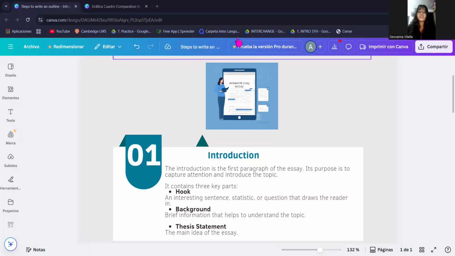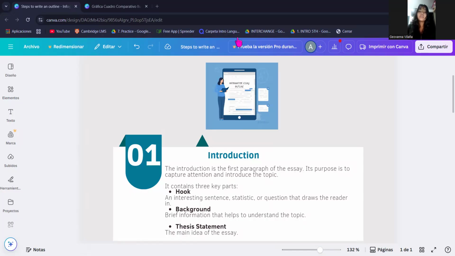Today we are going to talk about the steps to write an outline. The introduction is a fundamental part of the essay because it gives the reader the first impression. Its main purpose is to present the general topic and catch the reader's attention. This section usually has three parts.